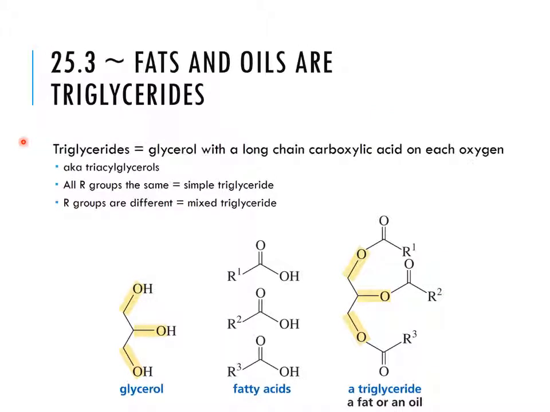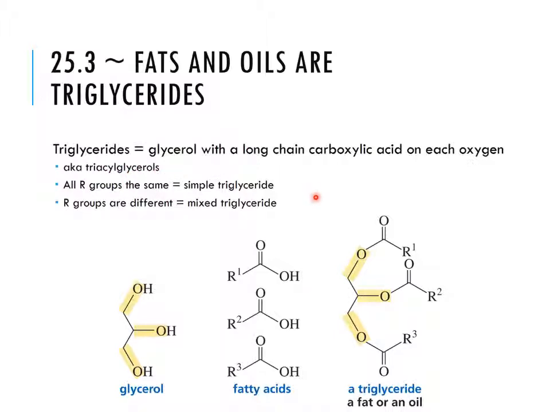Next category are triglycerides. So our triglycerides are made from a glycerol molecule. So it's a 3-carbon chain with 3 alcohols on it. And then these fatty acids. So these fatty acids have come into play now for the 3rd time. And when we combine those together, we make a triester that's held together by this 3-carbon chain. So they are officially called triglycerides. They are also called triacyl glycerols.